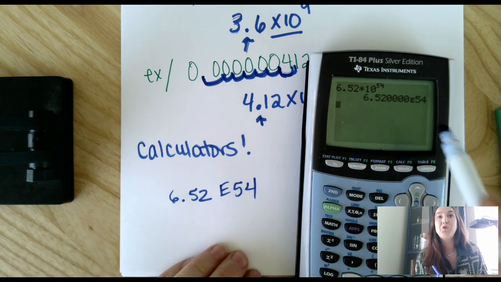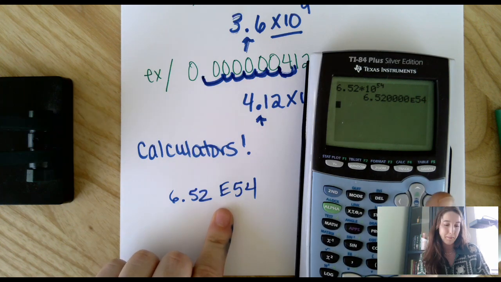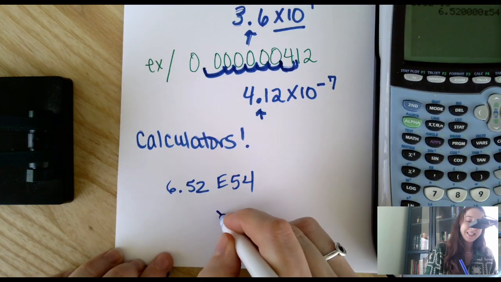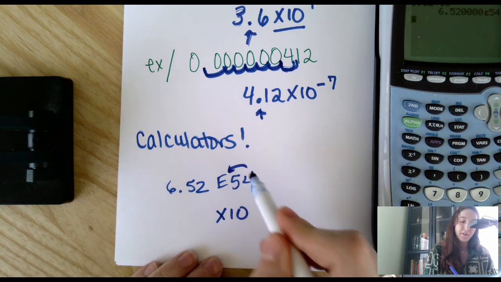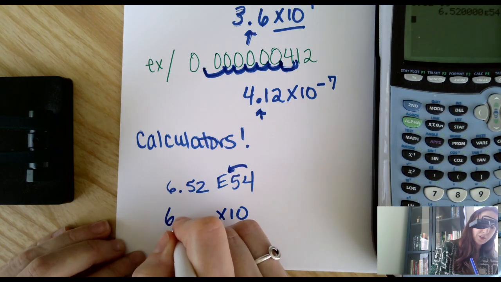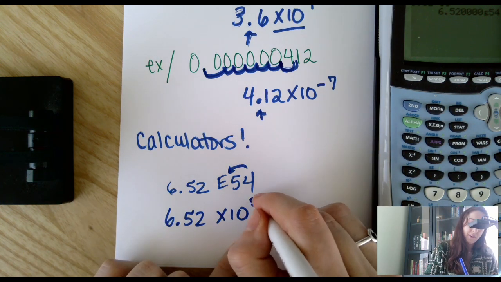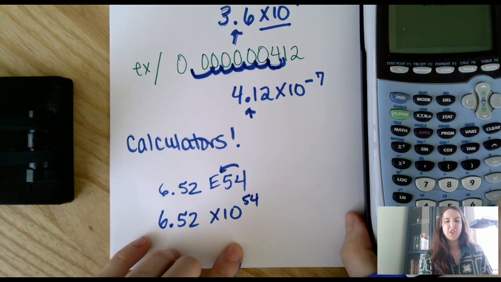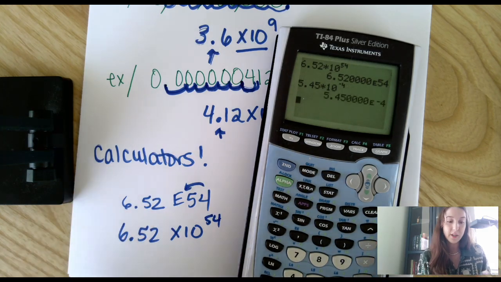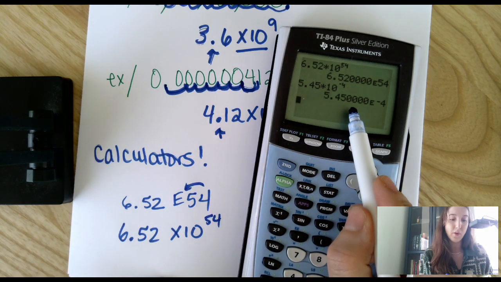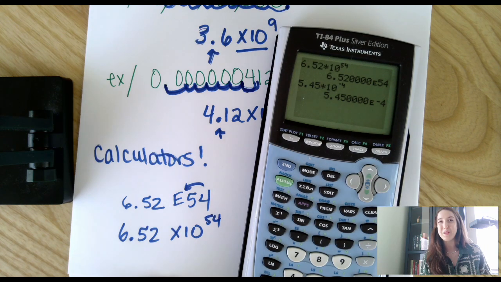E54. Do not write this as your answer. Do not say E54. You need to know what that means. E54 means times 10, and E stands for exponent. So the 54 is your exponent, and you are actually going to write 6.52 times 10 to the 54th power. Let's try it for a negative exponent, 5.45 times 10 to the -4. Again, it's going to be 5.45 E, which means times 10, -4. You can see it gives you the negative there.